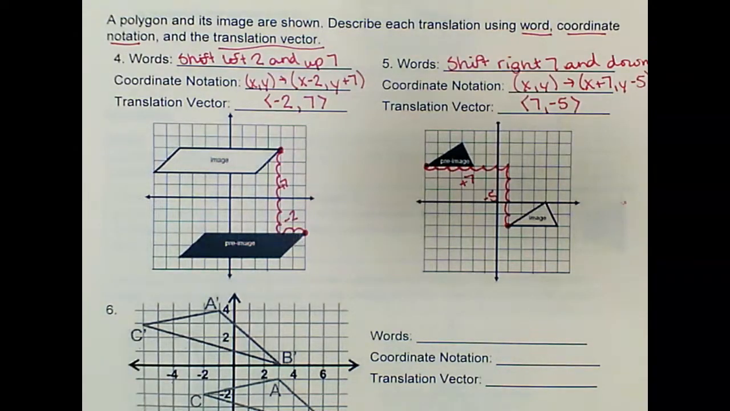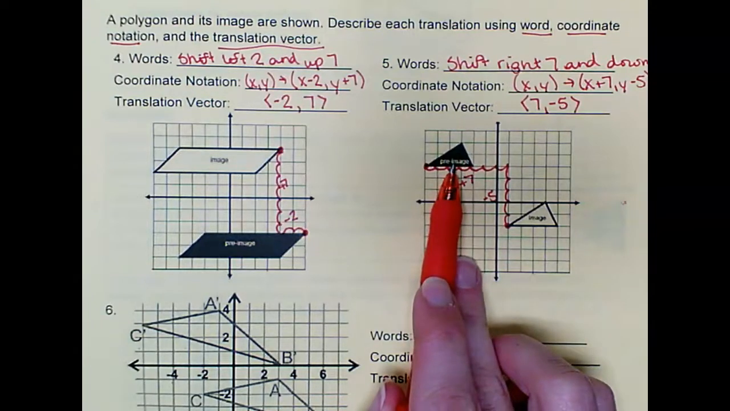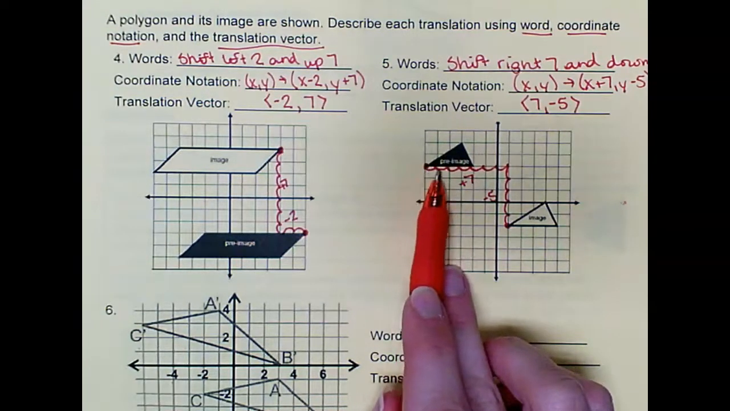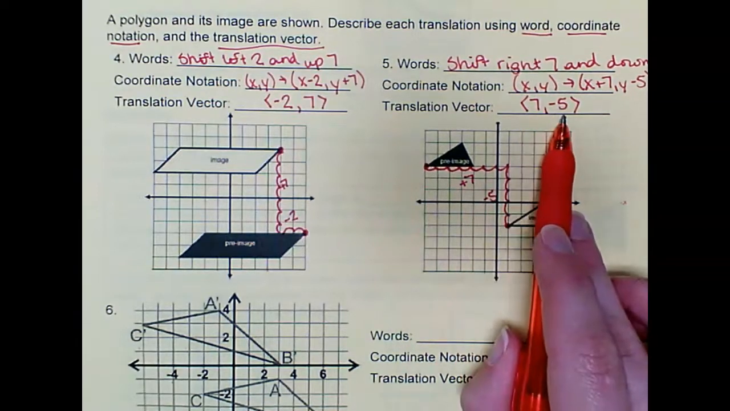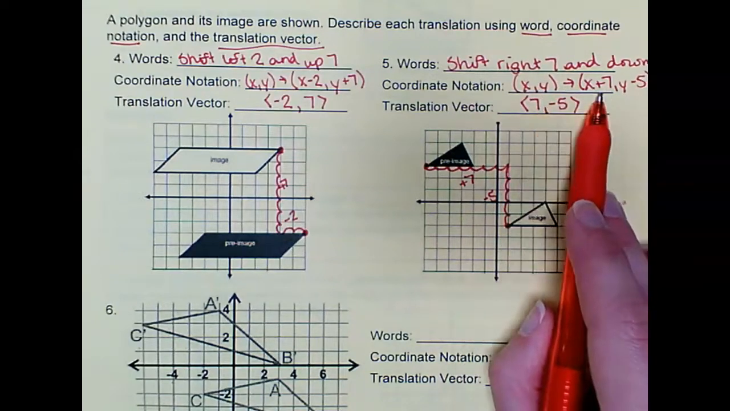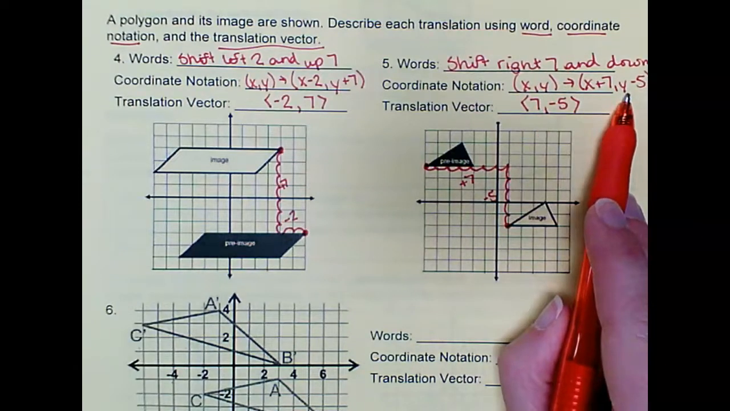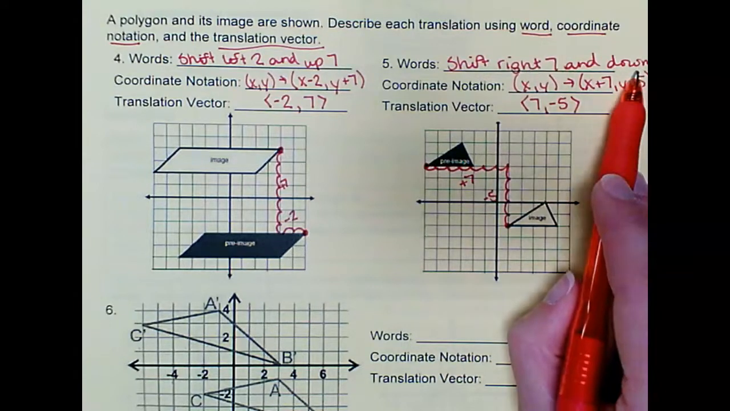So the most important thing with problems like this, because I know a lot of you want to rush through them, is to identify which one is the pre-image. So here's the pre-image. If you start from a point, you travel to the right 7 and down 5. So here's our translation vector, 7, negative 5. Here's our mapping, x, y moves to x plus 7 and y minus 5. And that translates to a shift right 7 and a shift down 5.